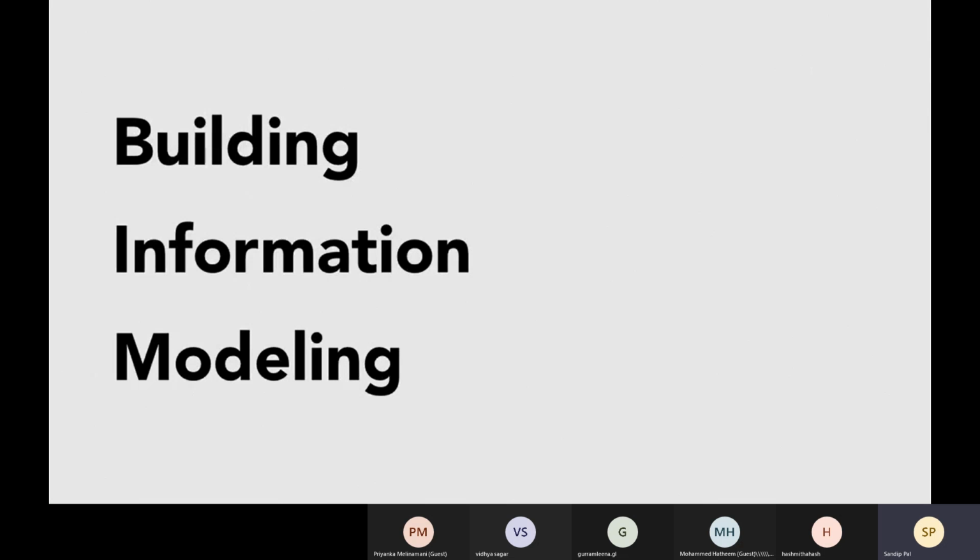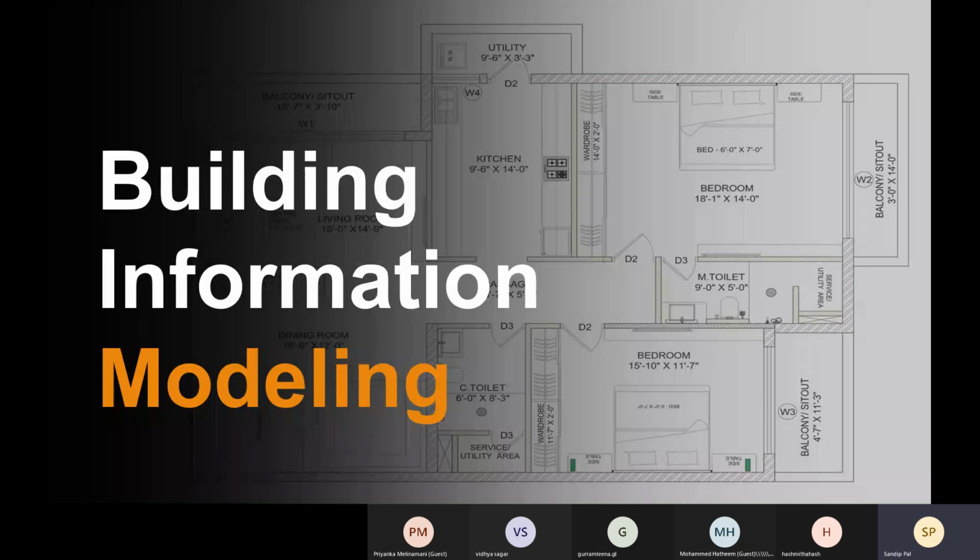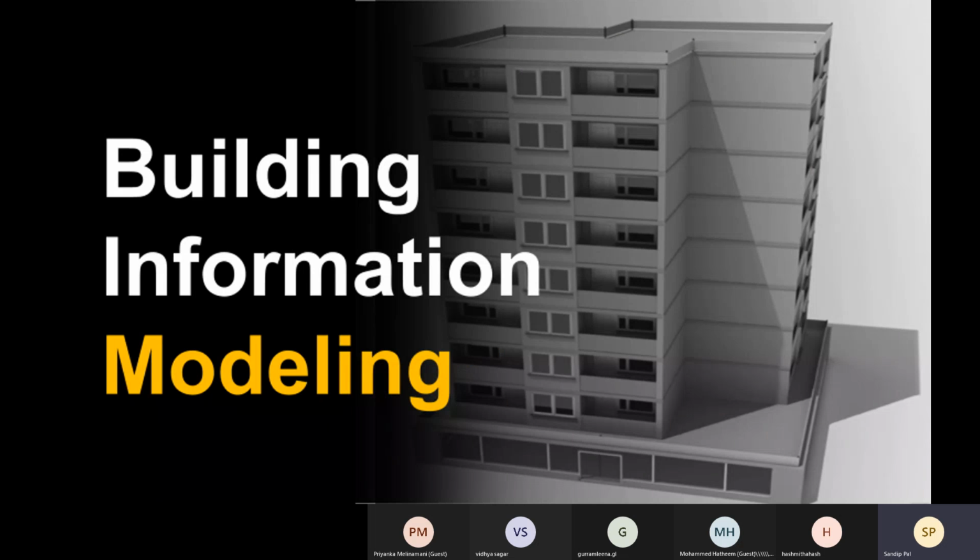So BIM 360 has the terms BIM and 360. Let me talk first about the BIM, building information modeling. I'll be breaking down each part of this acronym. So let's go with the first, that is modeling. When we talk about modeling, we are not going to create any 2D drawing or any paper drawing, right? We're talking about a 3D model.